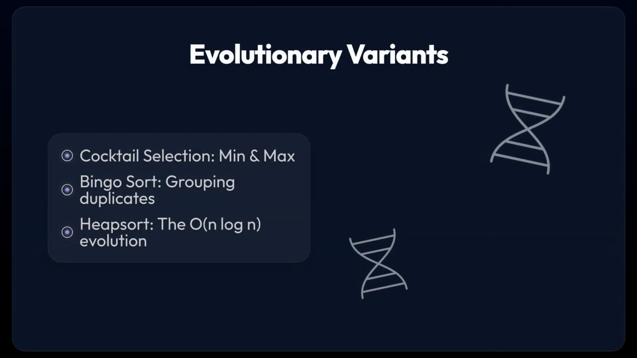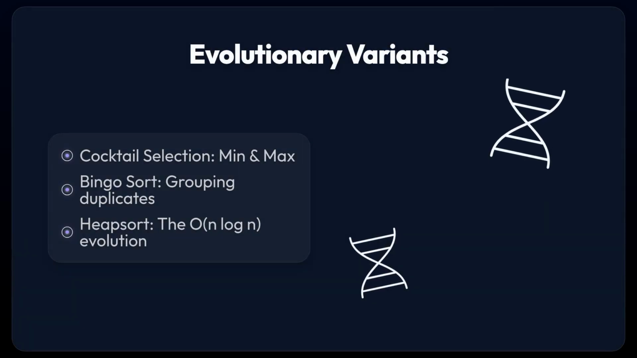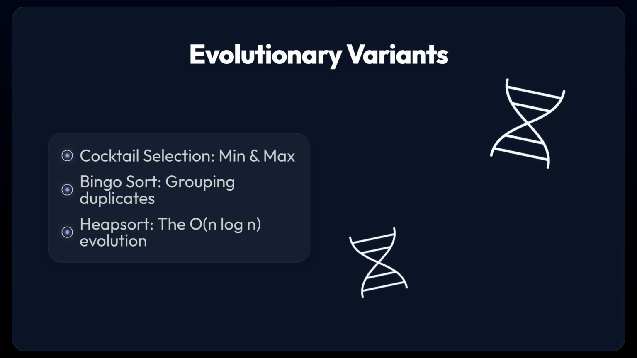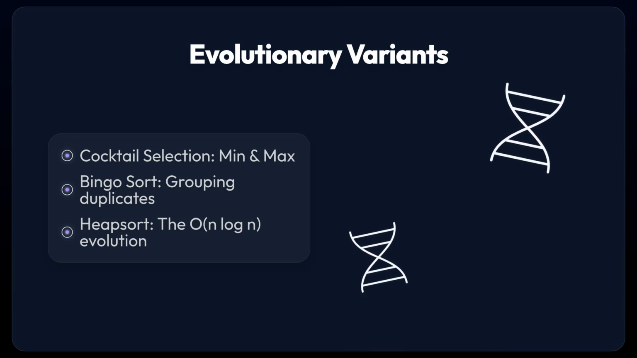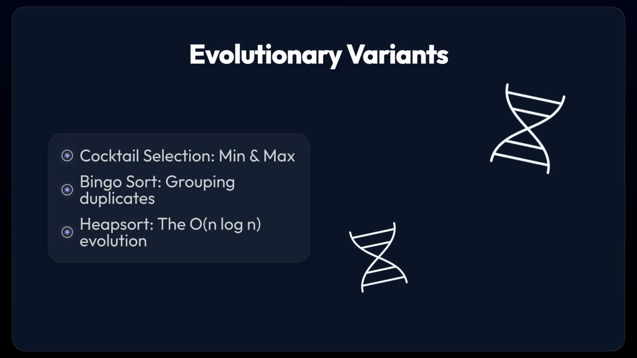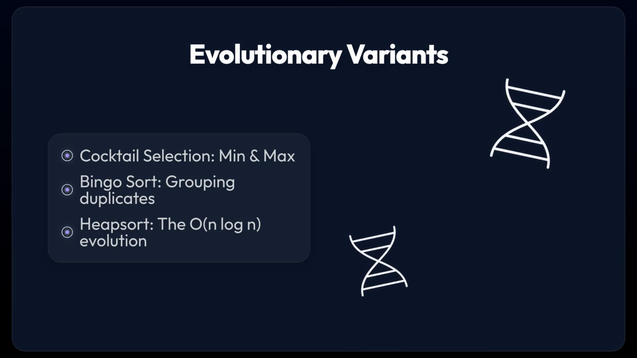The concept extends beyond the basic algorithm. Cocktail selection sort finds both the minimum and maximum in a single pass. Bingo sort is adaptive for duplicates. And most importantly, heap sort is essentially an efficient selection sort that uses a binary heap to find the minimum in logarithmic time rather than linear time.